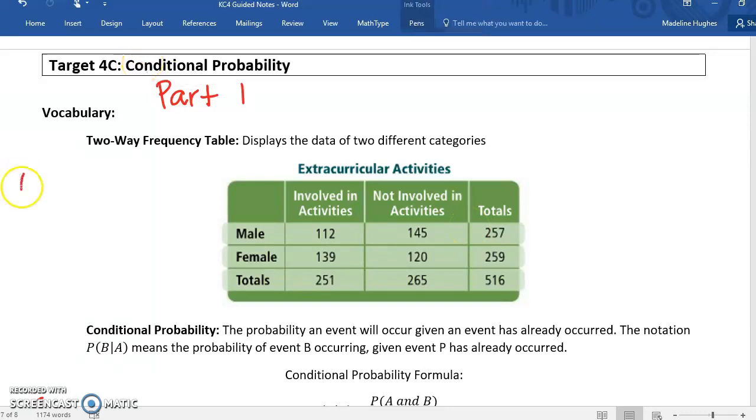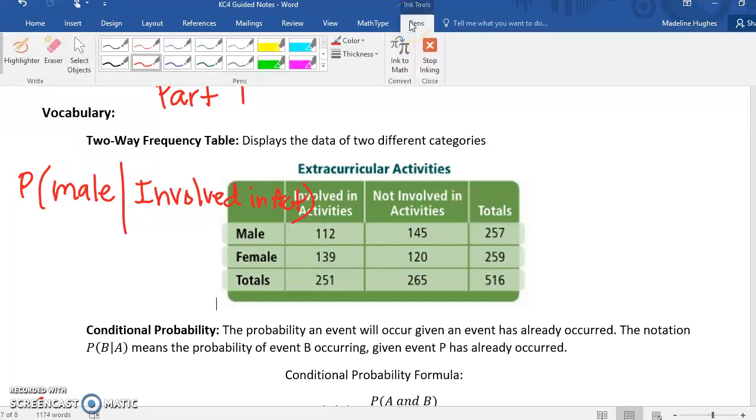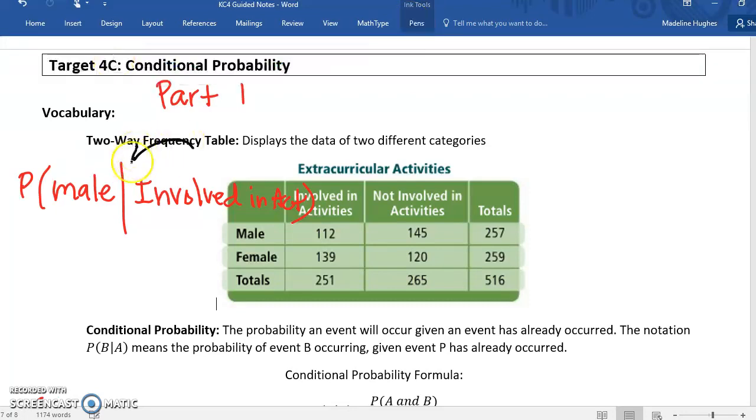So an example of how we want to read this would be the probability of a male given that they're involved in an activity. And you heard me say this word given, right? That is this line right here. When you see that line, you say the word given, straight line.